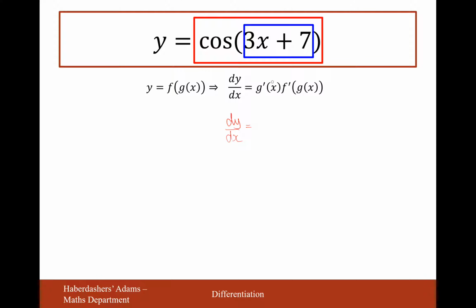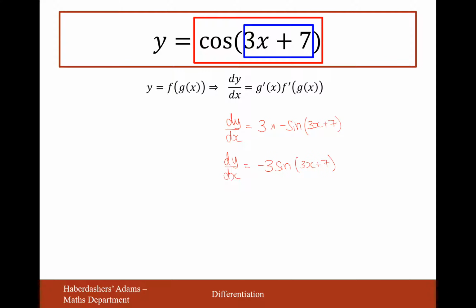So we differentiate the inside first. It always goes inside, then outside. So inside first, 3x plus 7, that goes to 3. And then it's going to be multiplied by the differential of the outside function, that's cos. Cos differentiates to minus sine, but it's minus sine of the already inside function that's there, so 3x plus 7. So I just write my final answer, tidying this up a little bit, minus 3 sine 3x plus 7.